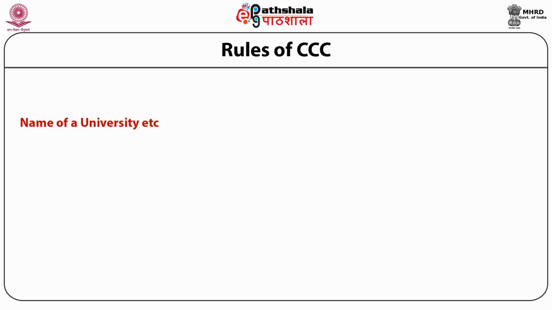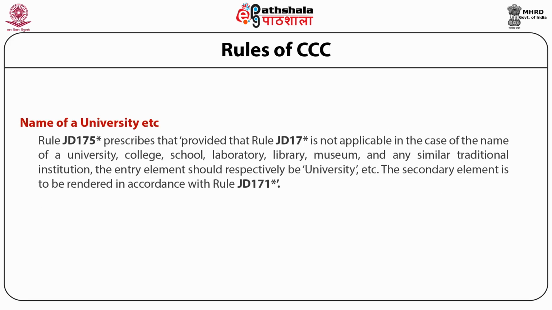Name of a university, etc. CCC rule number JD175 prescribes that provided that Rule 17 is not applicable in the case of the name of a university, college, school, laboratory, library, museum, and any similar traditional institution, the entry element should respectively be university, etc. The secondary element is to be rendered in accordance with rule number JD171.